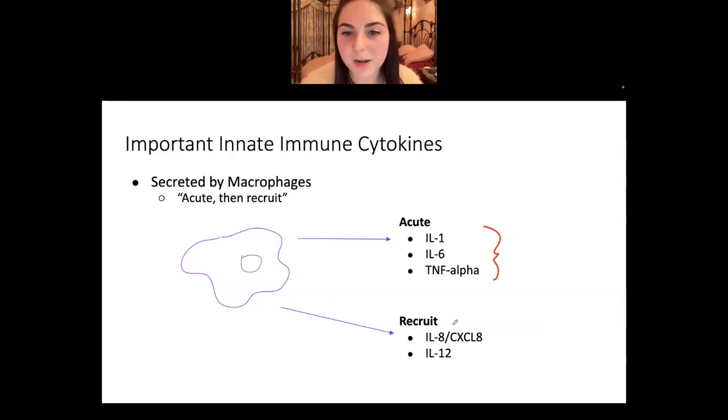So the main ones here are IL-8 or CXCL8. They're the same thing. It's really annoying. IL-8 is a cytokine. CXCL8 is the chemokine version of it. It's not a big deal. They both have 8 in the name, so it's fine. But they're the exact same thing. And then IL-12. These are going to recruit certain cells to come to the area.